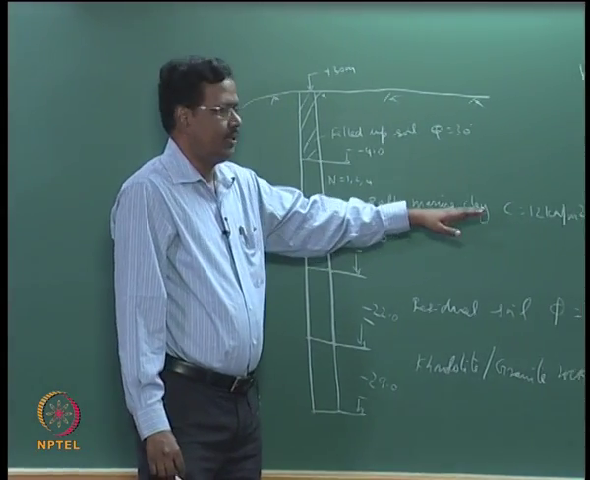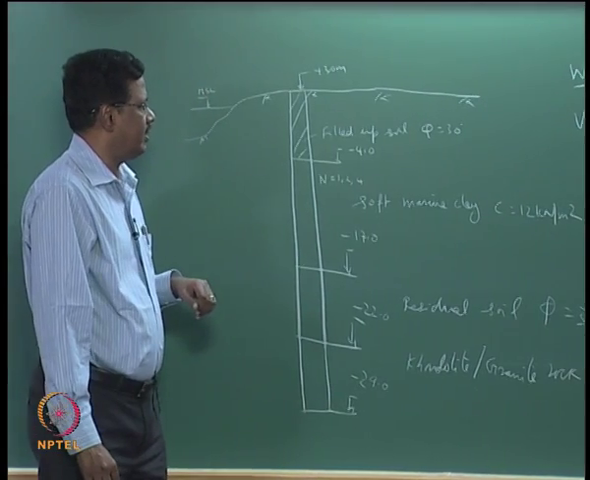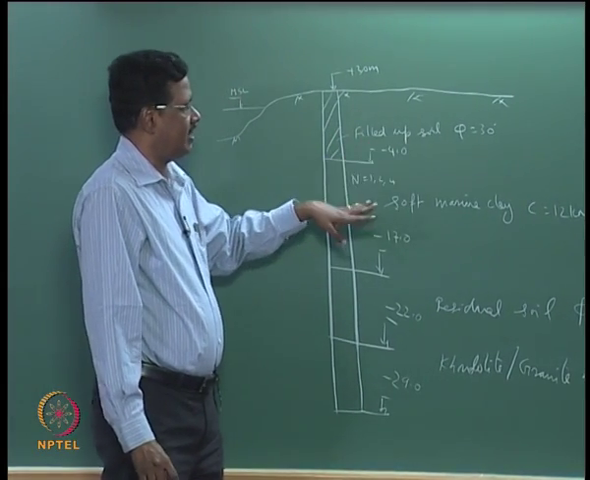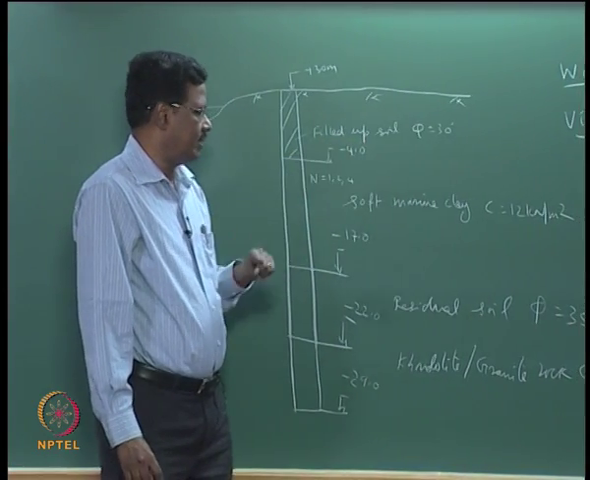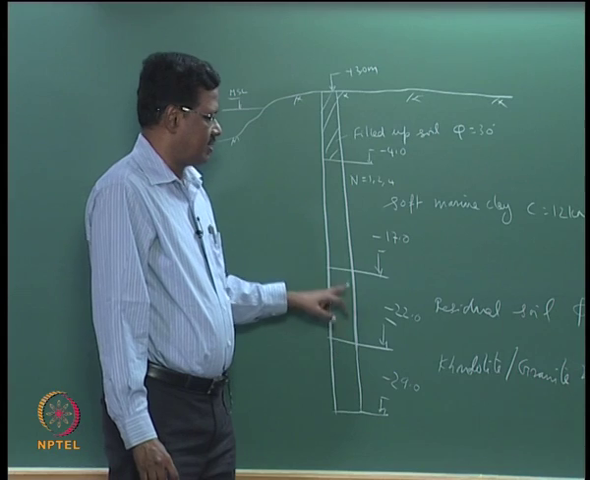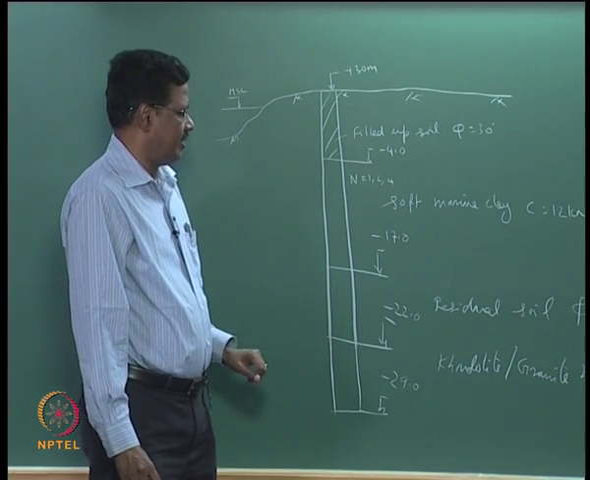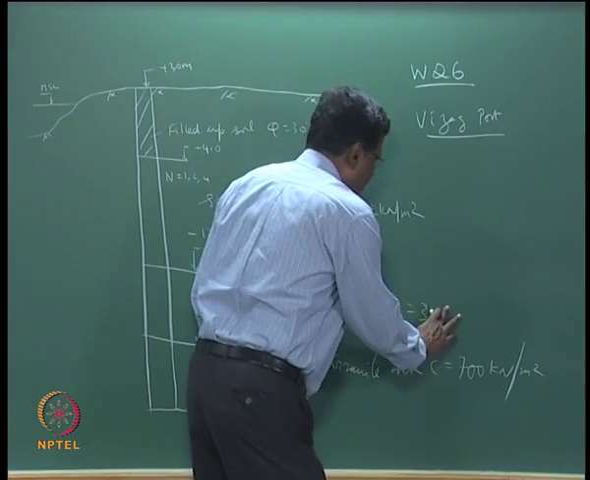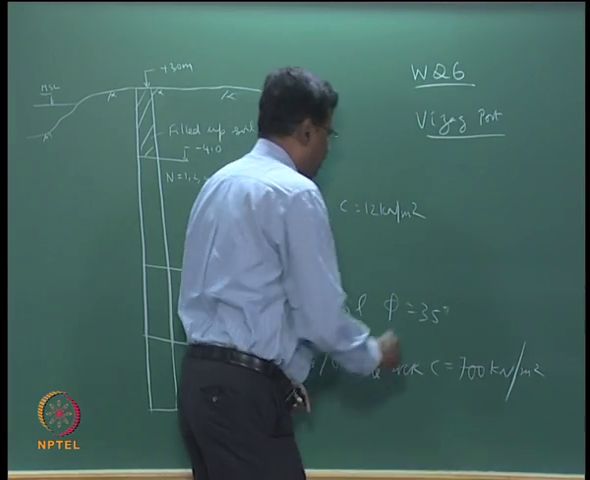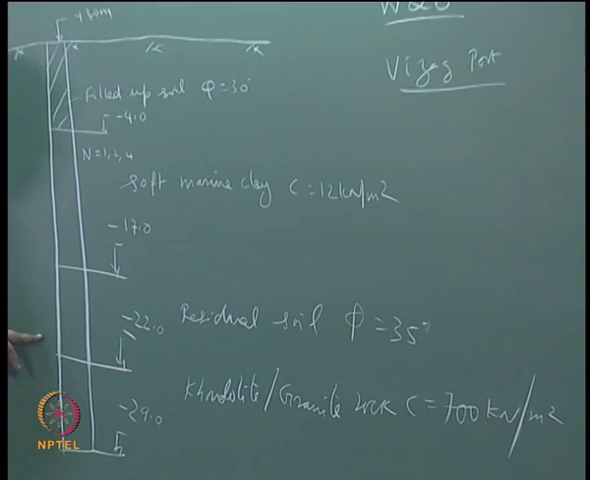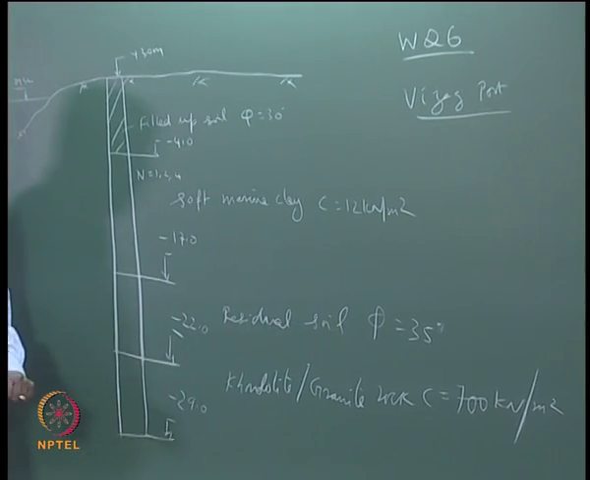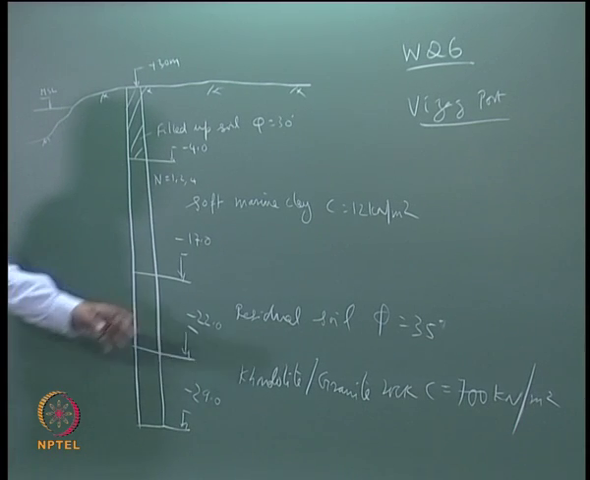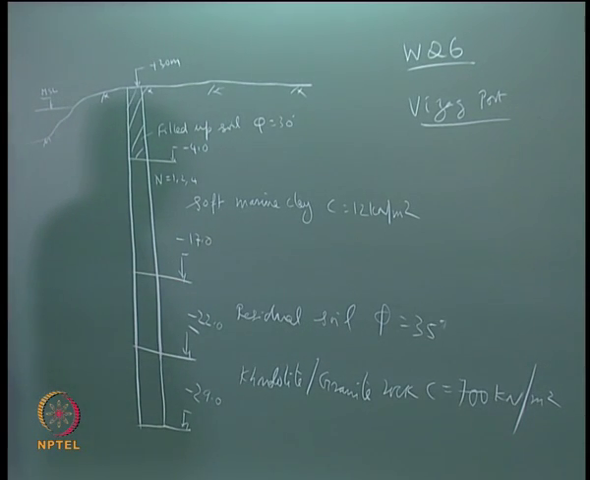So, we are assuming the cohesion as 12 kilonewton per meter square. This filled up soil is some kind of sand for which we are assuming phi equal to 30 degrees. Then we have a residual soil, it is nothing but some kind of sand mixed with clay, for which we are assuming the phi value as 35 degrees. All this information is coming from the soil investigation report. Then from -22 to -29 we have the rock, which is called condylite or granite rock. The cohesion for this is about 700 kilonewton per meter square. We will discuss soil investigation in detail in another class.